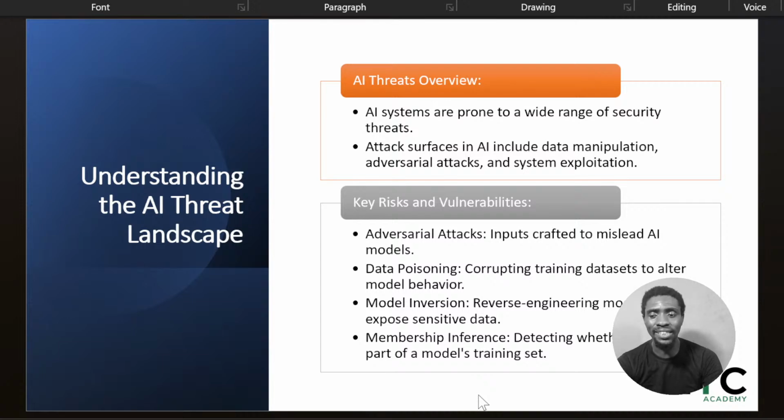So that's adversarial attack. The adversarial attack is a way of crafting input that deceives or misleads the AI system to give a wrong output.